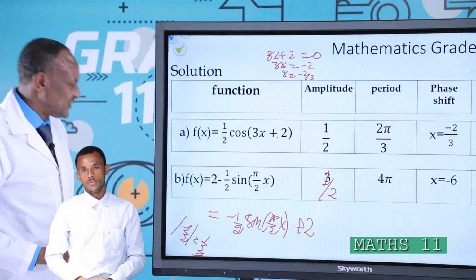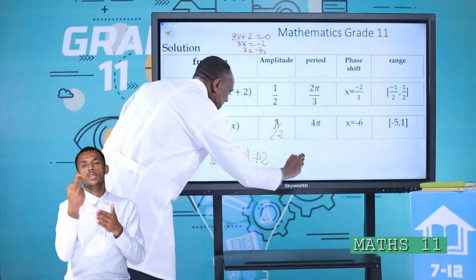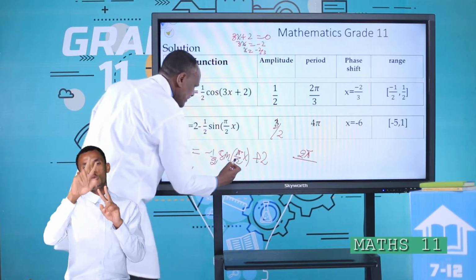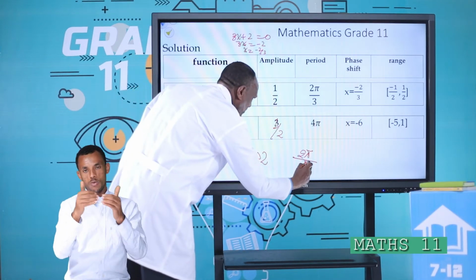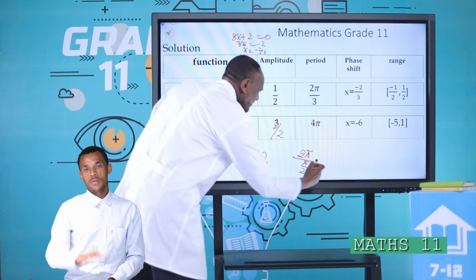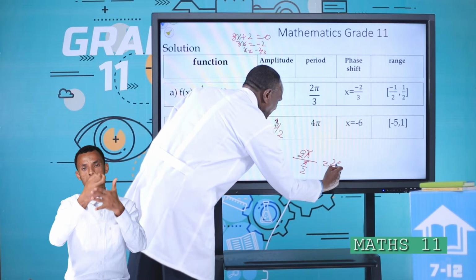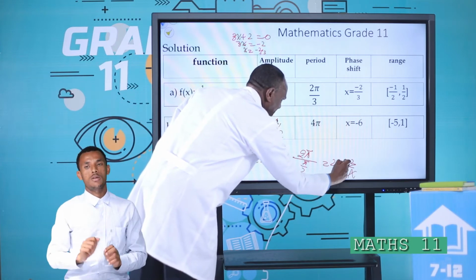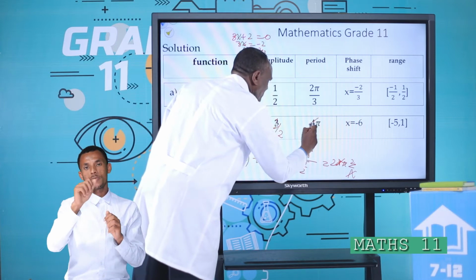What is the period of this function? Sine function has a period of 2 pi. Then that should be divided by the coefficient of x, which is pi over 2. This gives a result of 2 pi multiplied by 2 over pi. So the pi will be cancelled. 2 times 2 will be equal to positive 4.